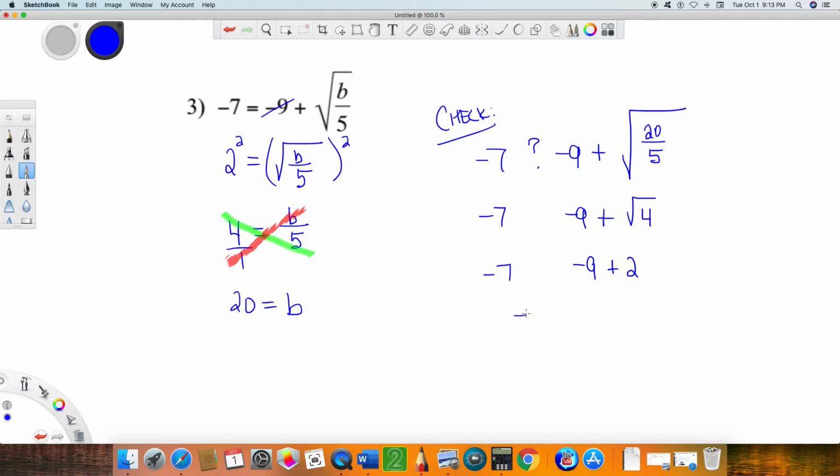And so it's true that b equals 20 is in our solution set. That satisfies this original equation.